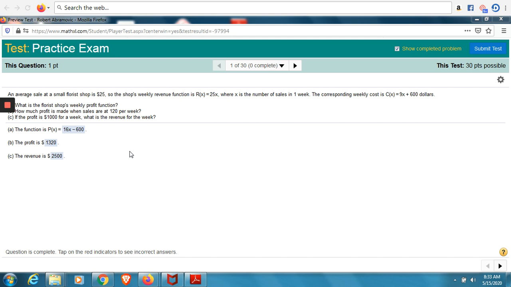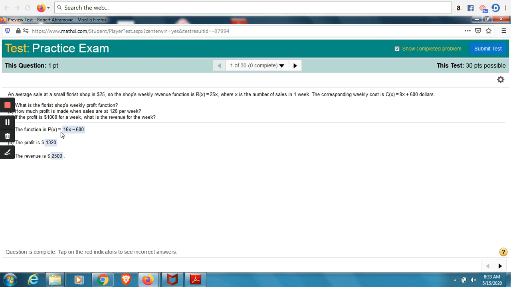It just asks: you have an average sale at a flower shop of $25. So the weekly revenue function R of x is 25 times x, where x number of flowers are sold each week at $25. So x is the number of sales in 1 week. The corresponding weekly cost function is C of x equals 9x plus $600, where, again, x is the number of sales.